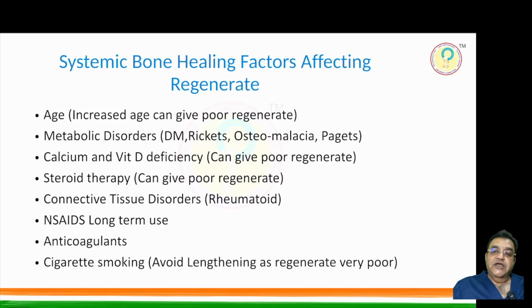Connective tissue disorders like rheumatoid, they hamper regenerate formation. NSAID for long-term use. So initially after corticotomy or surgery, you can give NSAID for 2-3 days, not more than that. And after that, tramadol derivative is given. So NSAID can cause problem with the regenerate. Anticoagulant therapy is another determinant to corticotomy. Avoid doing lengthening in smokers. I basically refuse my smoker patient for limb lengthening, because the regenerate is very poor with nicotine intake.